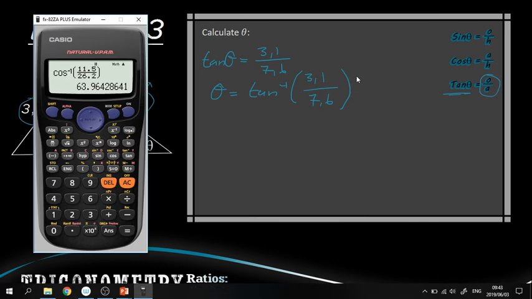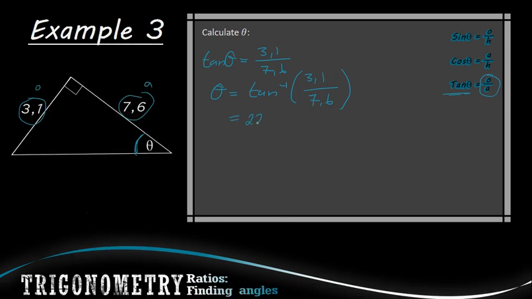We type that onto the calculator. We say shift inverse of tan, and then our fraction 3.1 over 7.6, and that's equal to 22,19. So 22,19 degrees.